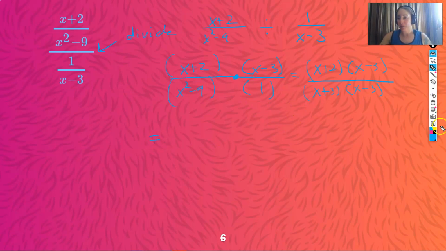And let's see, what are common factors? Now that everything's factored out, oh, I can get rid of this x minus 3, but everything else has to stay. So our resulting rational will be x plus 2 over x plus 3.